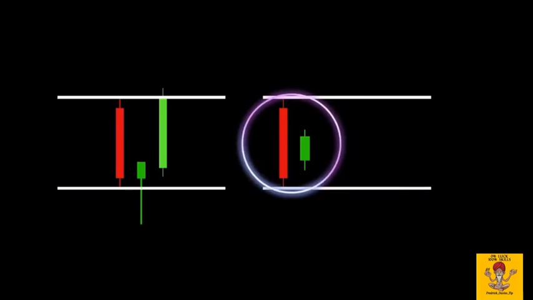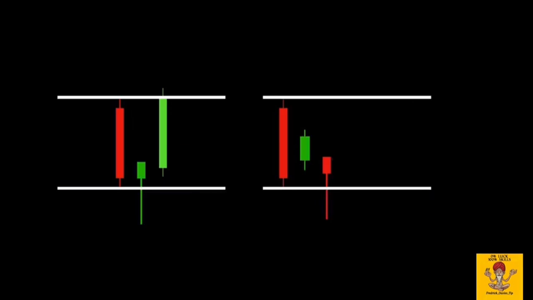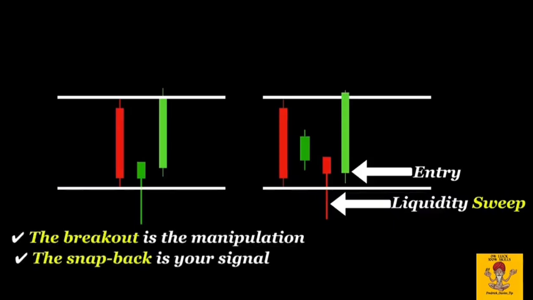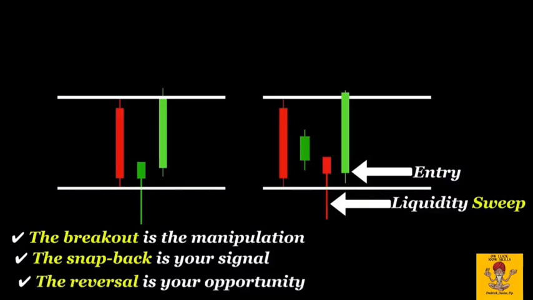Then watch what happens next. Price fakes a breakout of the range, grabbing liquidity. It snaps right back inside, that's your confirmation. Then it reverses hard in the opposite direction. That's your entry. The breakout is the manipulation. The snapback is your signal. The reversal is your opportunity.